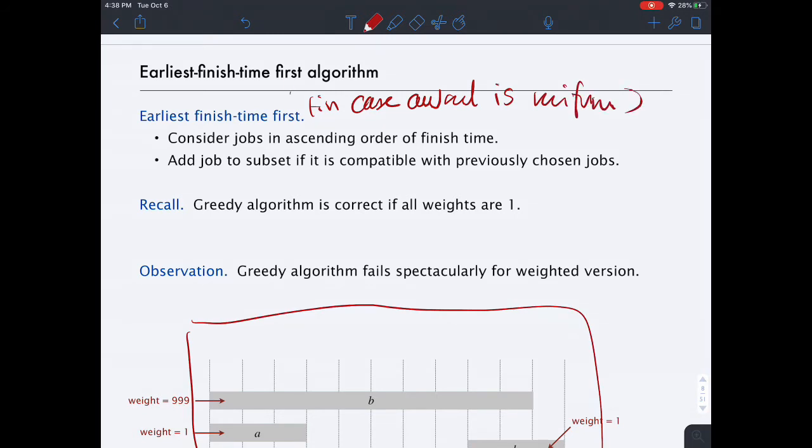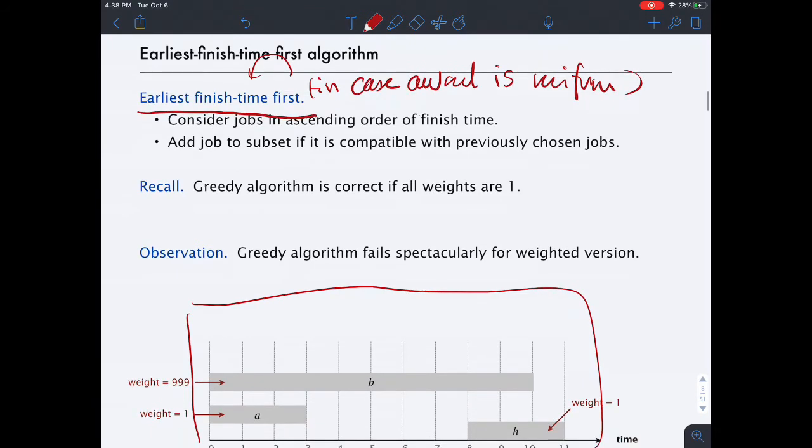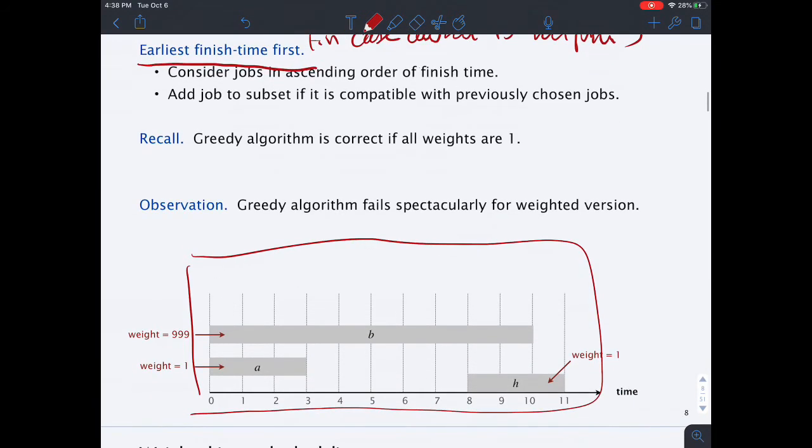In case the award is uniform, we can recall what the optimum solution is. The optimum solution is basically the earliest finishing time. For this particular instance, if I sort everything by earliest finishing time, then A is less than B, which is less than H. So what you need to do is pick up A's job and pick up H's job. Indeed, if you decide not to execute B's job, you execute two jobs. That's the maximum number of jobs you can execute.